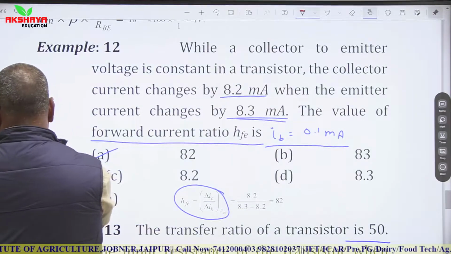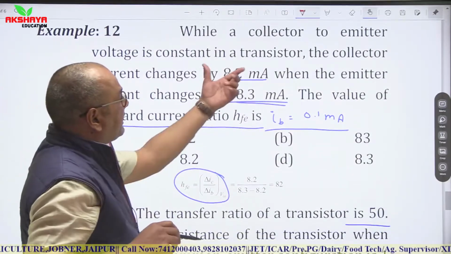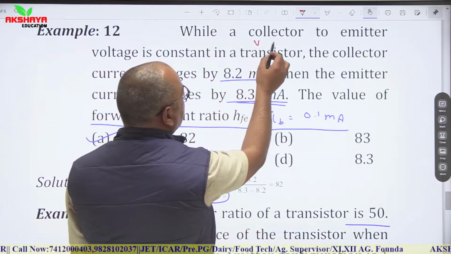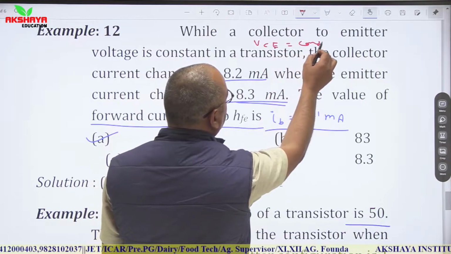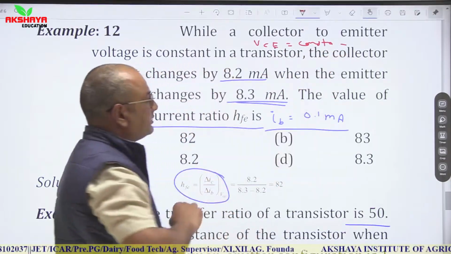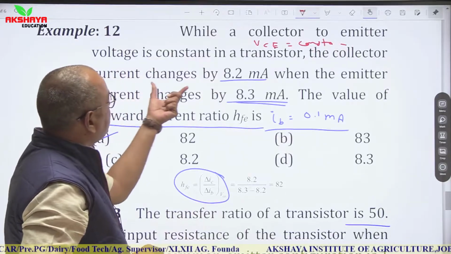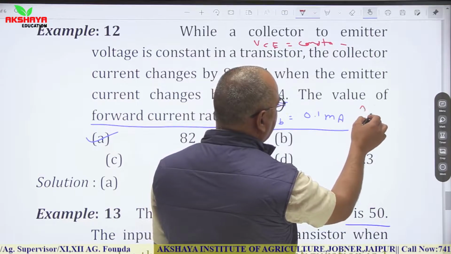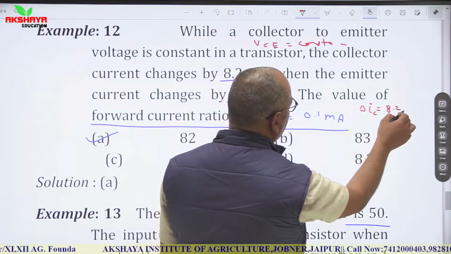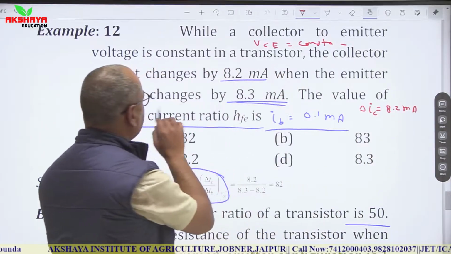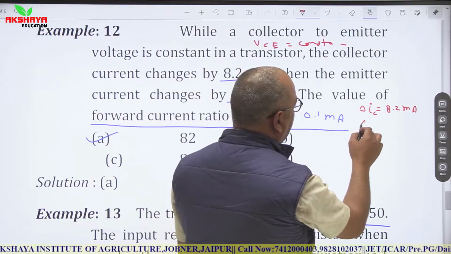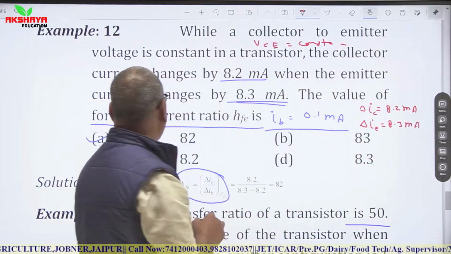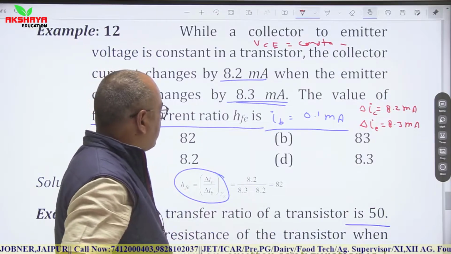Then in the next question again, while the collector to emitter voltage is constant in a transistor, it means we are given that VCE is constant. The collector current changes by 8.2 milliampere. It means we are given del IC as 8.2 milliampere when the emitter current changes by 8.3 milliampere, and del IE is given as 8.3 milliampere, and we have to find the value of the forward current ratio.